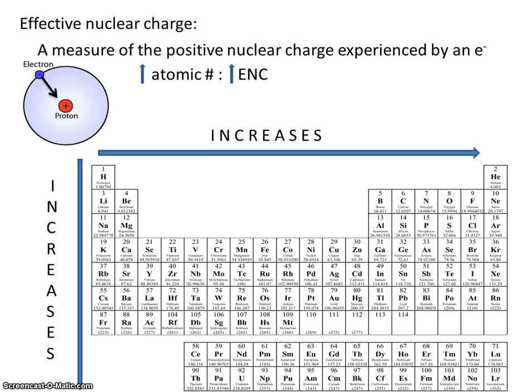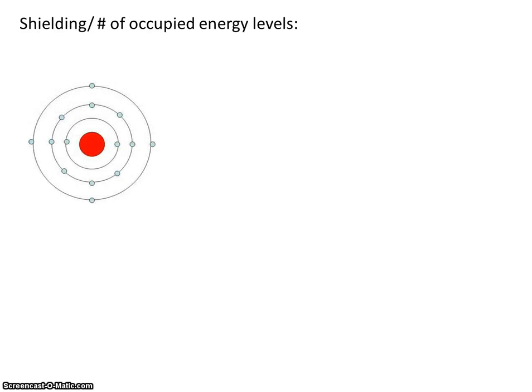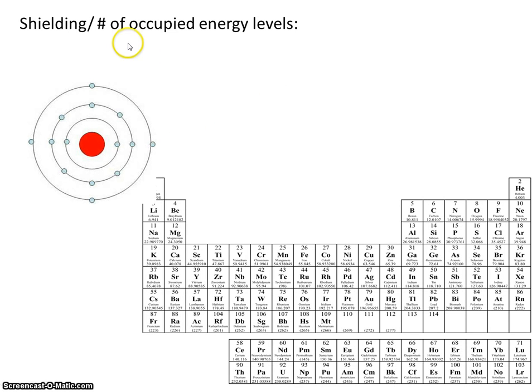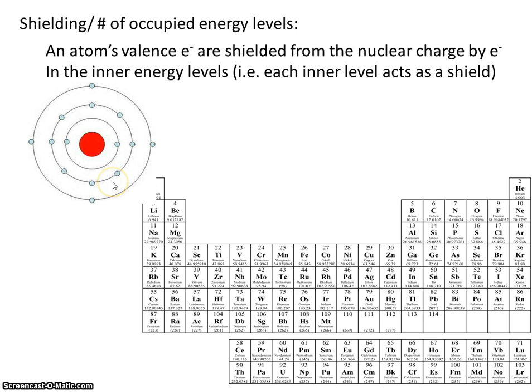Now let's take a look at shielding. Shielding, or the number of occupied energy levels. When we say occupied energy levels, we're talking about the number of energy levels that are occupied by electrons. And each occupied energy level is going to act as a shield. An atom's valence electrons are shielded from the nuclear charge by electrons in the inner energy levels. That is, each inner energy level acts as a shield.